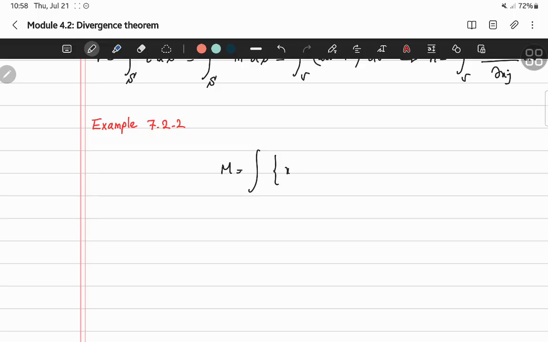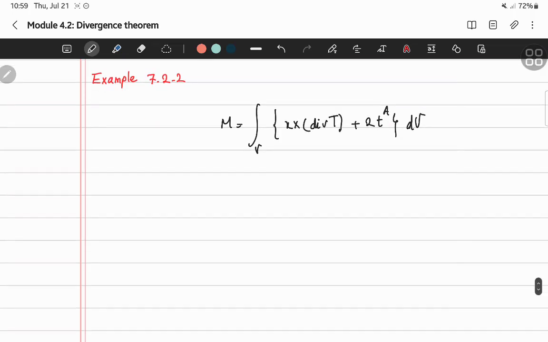the integral of x cross the divergence of t plus 2t_a, where we know that this is the dual vector part of some kind of tensor that we have to find. And then we have here V, and this tensor here is t. All right, so we're going to find this equation here.